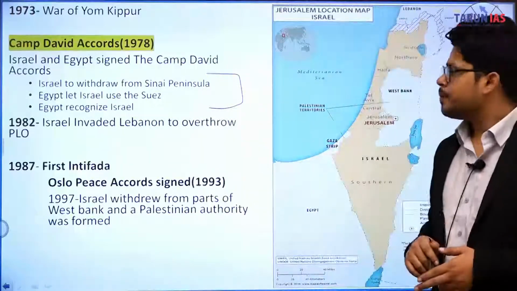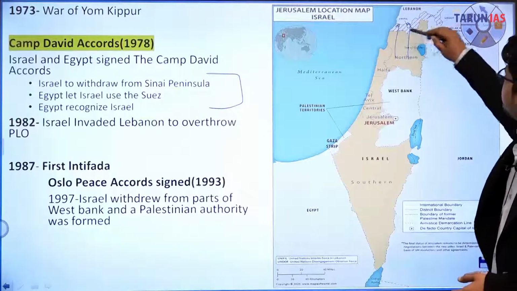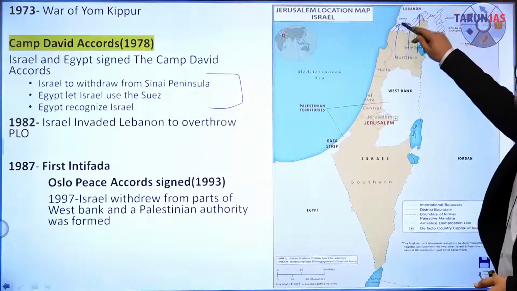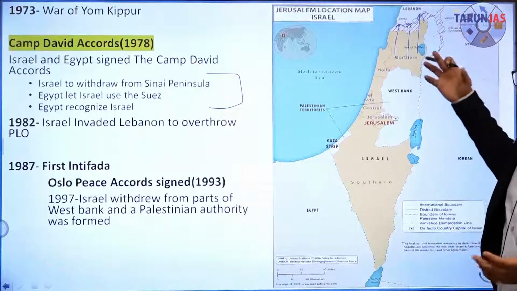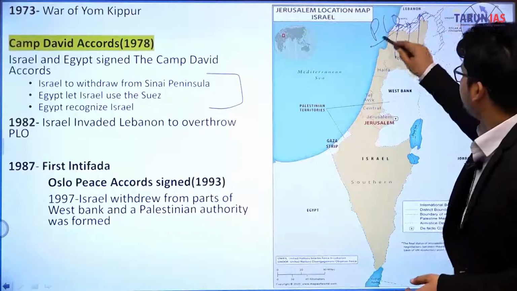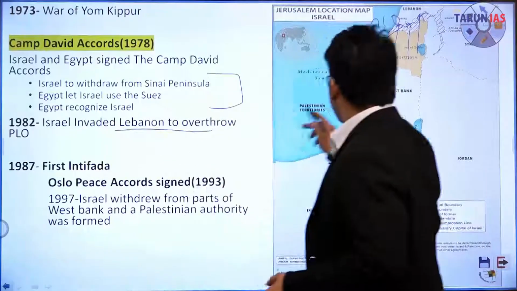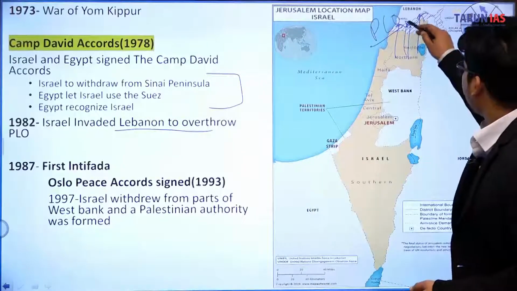फिर 1982 में Israel invaded Lebanon. ठीक है, because यहाँ पे separatist movements generate हो रहे थे. Separatist क्या है? Revolutionary movements under the regime of PLO. ठीक है, Palestinian Liberation Organization. ठीक है, तो इजराइल की आर्मी ने इन्वेड कर दिया लेबनान को.